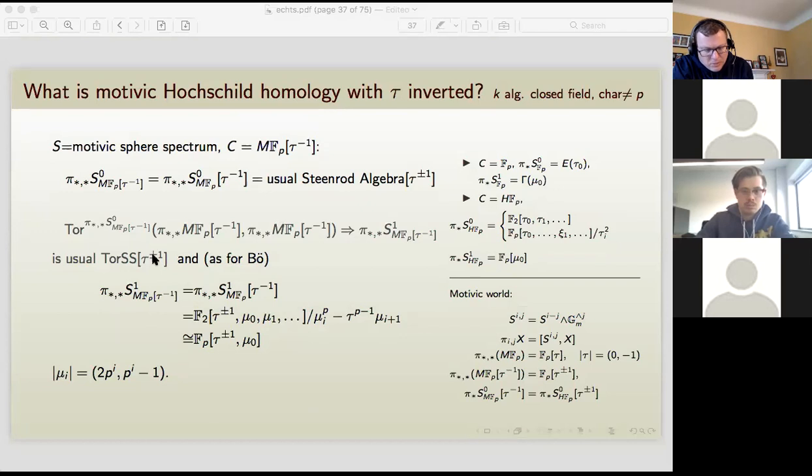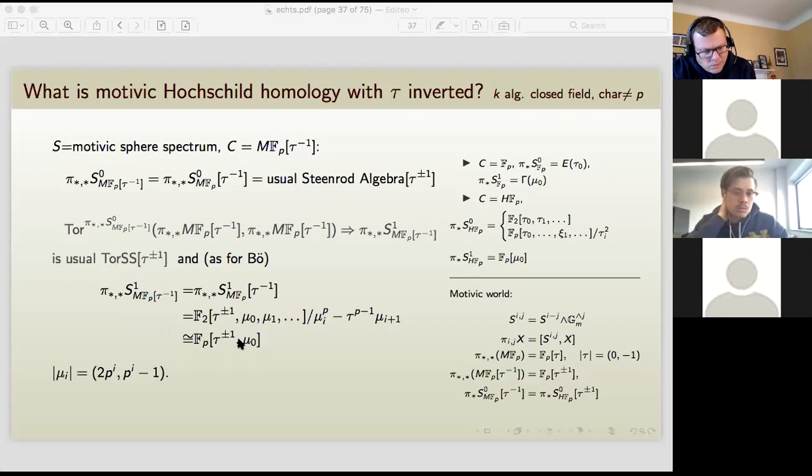And either stealing from Bökstedt or doing exactly the same calculation as Bökstedt does, you get that the tau inverted motivic Hochschild homology is then exactly, well, here is Bökstedt's calculation, you get a polynomial generator, but you get the Laurent polynomial of that. So that is the only difference.